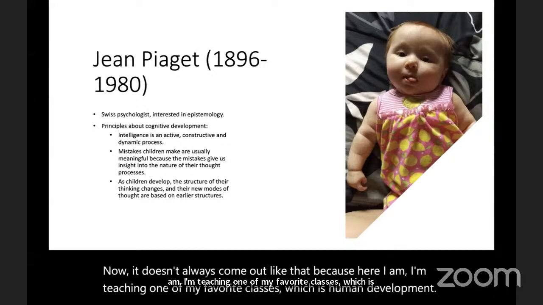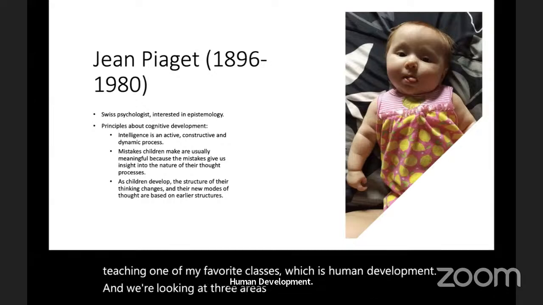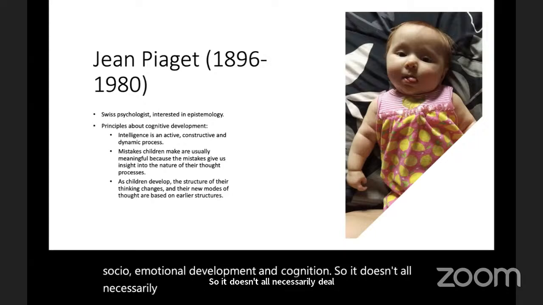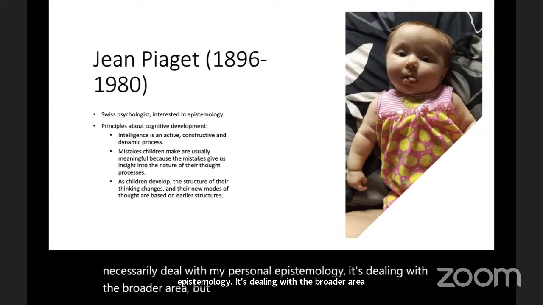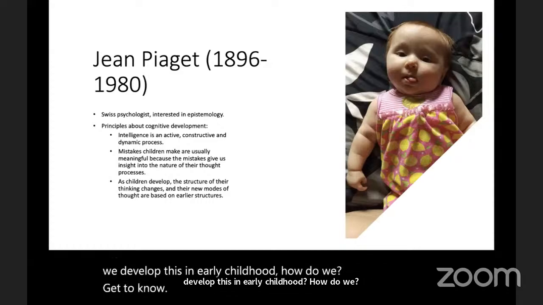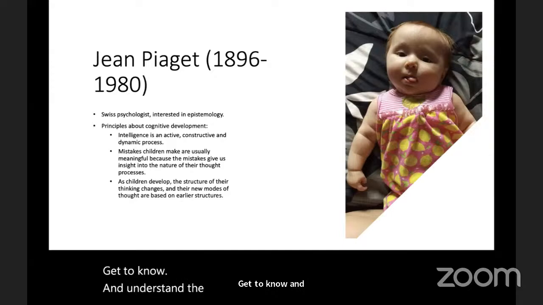And we're looking at three areas of life. We're looking at biology, socio-emotional development, and cognition. So it doesn't all necessarily deal with my personal epistemology. It's dealing with the broader area. But Jean Piaget was interested in how do we develop this in early childhood? How do we get to know and understand the world in the sense of knowledge?